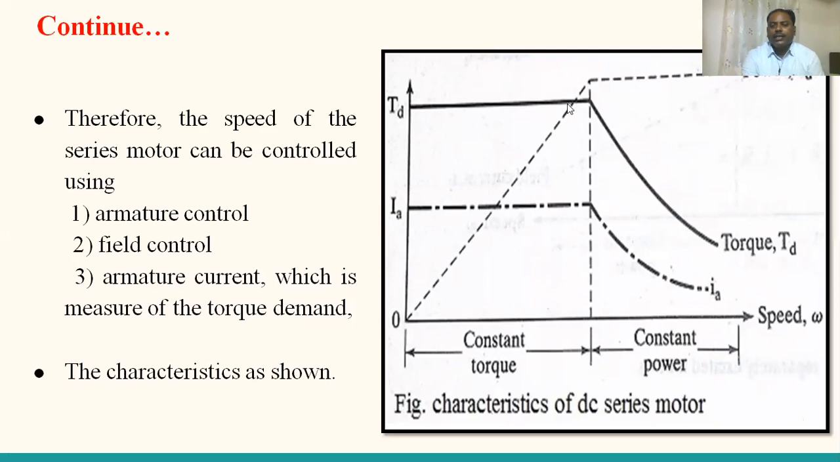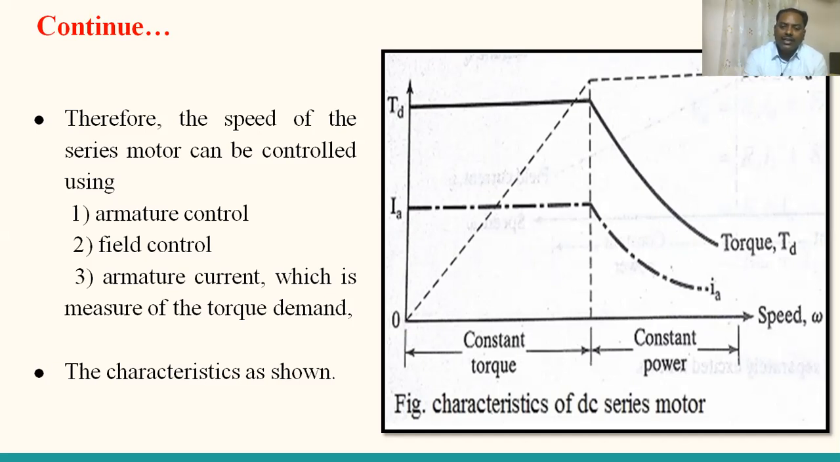So you see here, there are four parameters. One is the power developed, another is the torque developed, another is the armature current, and another is the field current. These four parameters versus the speed we need to draw. These four parameters are also represented in two regions: one is the constant torque region, another is the constant power region. In the series motor particularly, armature current is equal to field current. That's the reason we are taking only one current here.